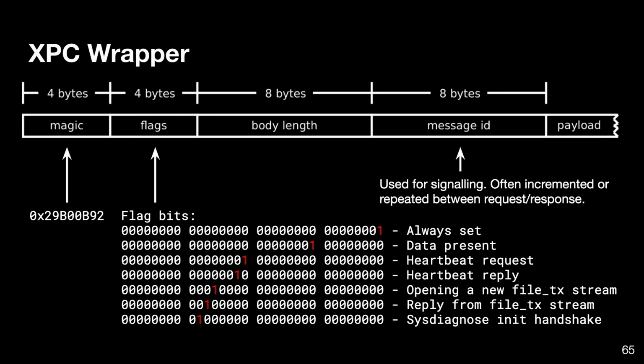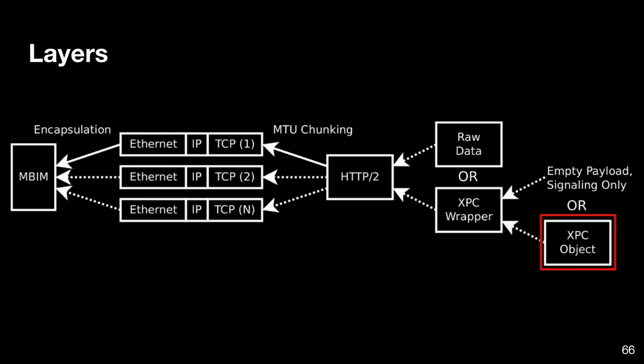Following that, there's an 8-byte length field for the payload that comes after, followed by an 8-byte message ID field. The message ID field is often incremented between request and response. The use of it differs between the different application protocols. We've also seen it being used for signaling to identify which request a particular response refers to. Moving on. The last thing in this layer is the actual XPC objects themselves.